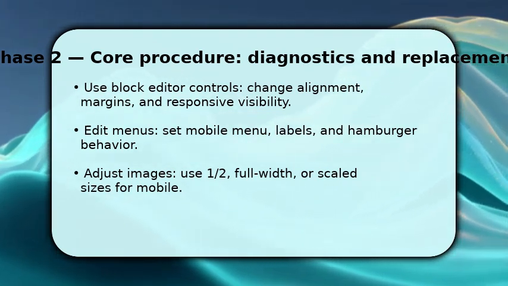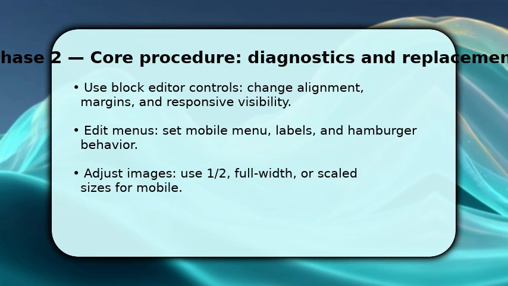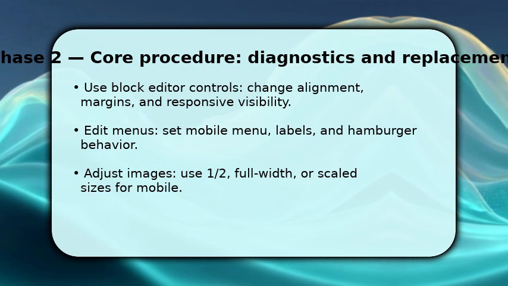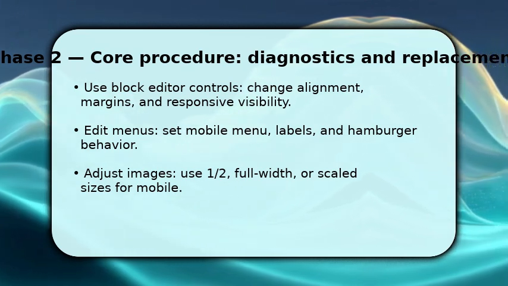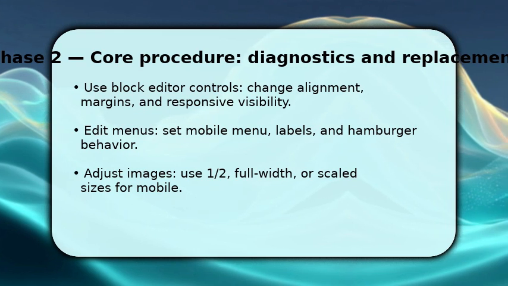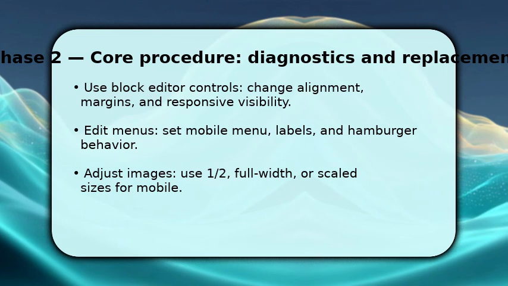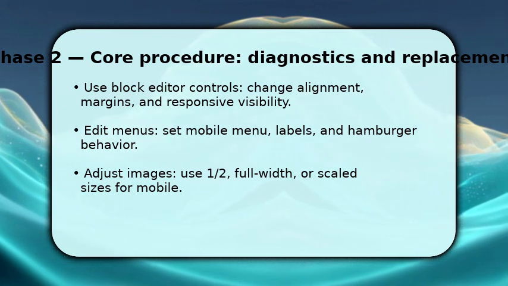Once done, open navigation to assign a simplified mobile menu and set the hamburger icon and labels so users can tap through easily. Also replace large desktop images with scaled or half width versions to reduce load time and preserve layout. Test interactions by tapping through the preview.